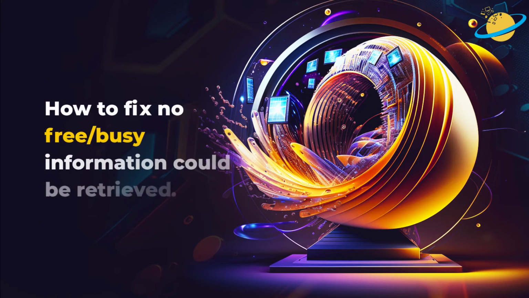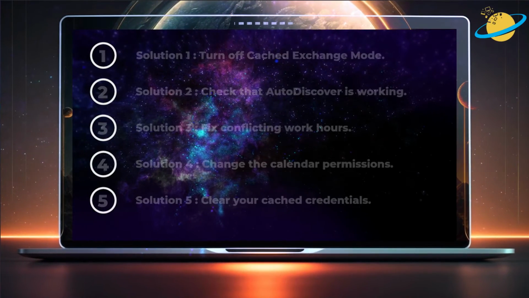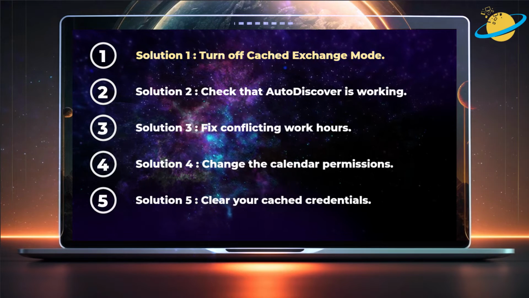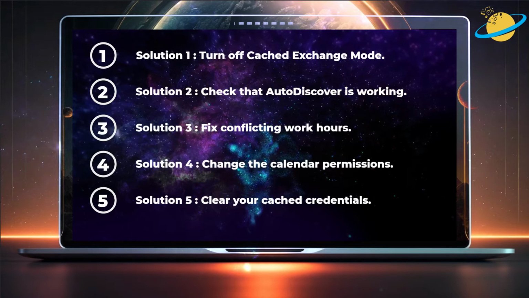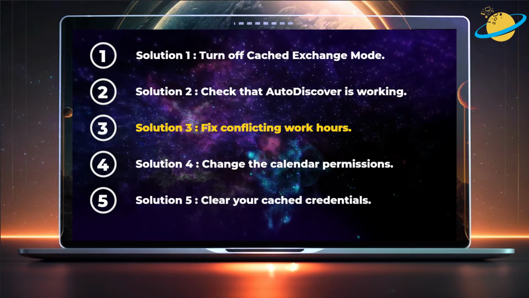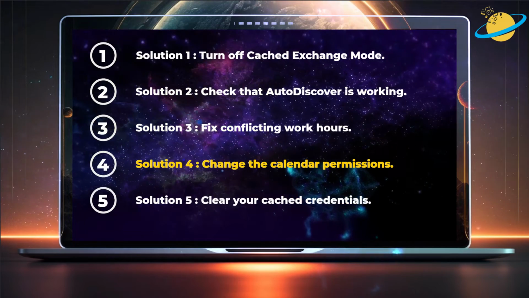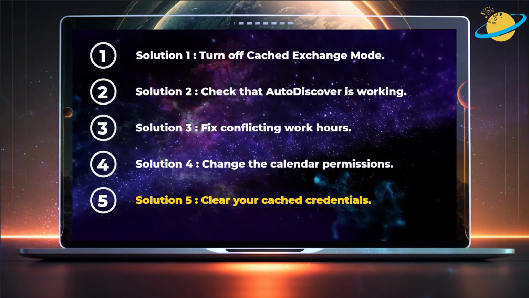Today, we'll show you how to fix the no free or busy information could be retrieved error. Solution 1. Turn off cached exchange mode. Solution 2. Check that AutoDiscover is working. Solution 3. Fix conflicting work hours. Solution 4. Change the calendar permissions. And Solution 5. Clear your cached credentials.